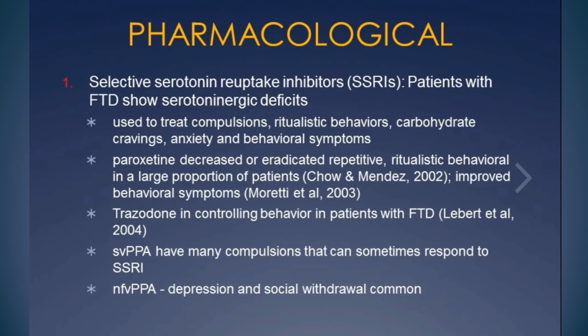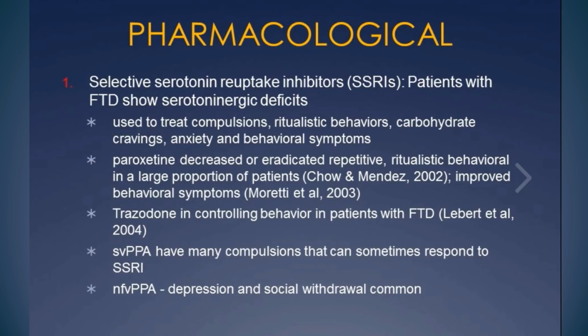We can go to speech pathology. They also have interventions. We work closely with the aphasia lab down at UT Austin. And we talked about that. PT/OT and home safety evaluations. SSRIs seem to be sort of the biggest pharmacological treatment, and that can help with the compulsions, help eradicate those repetitive ritualistic behaviors. Trazodone can be helpful for sleep and controlling some of the behaviors.